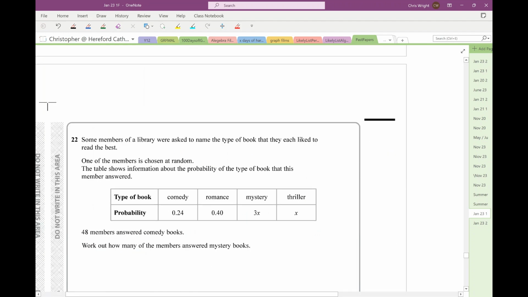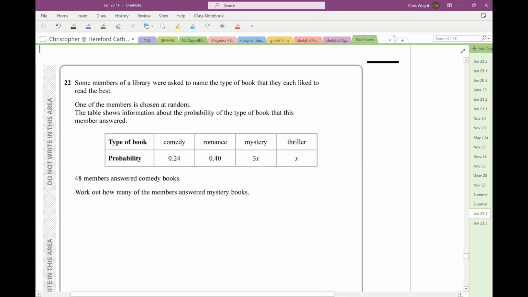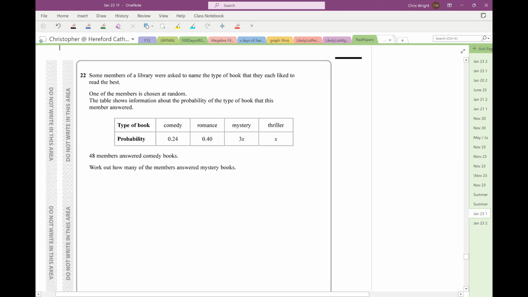Question 22. Some members of a library were asked to name the type of book they each like to read the best. One of the members is chosen at random. The table shows information about the probability of the type of book that this member answered. So, 0.24 was the probability that they answered comedy, 0.4 was the probability they answered romance, and we don't know the probability that they answered mystery or the probability that they answered thriller.